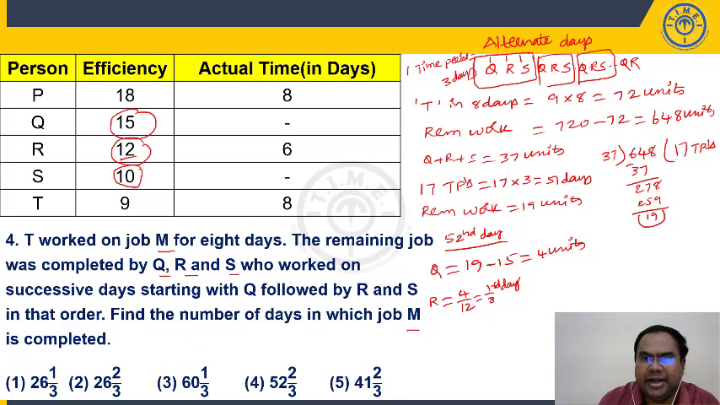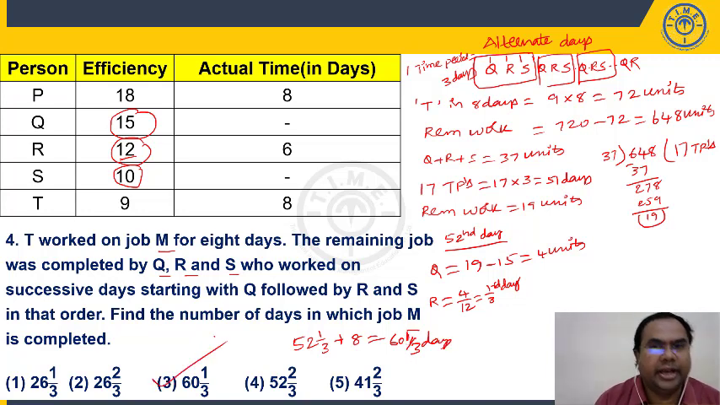So how many days in total has it taken? 51 days. Then Q takes one complete day, 52, plus R takes 1/3 day. So 52 1 by 3, plus initially T has worked for 8 days. So in total it has to be 61 by 3 days. 61 by 3 days is present in option 3.